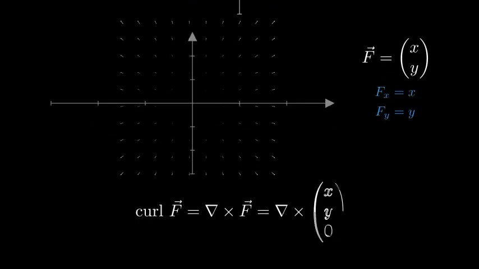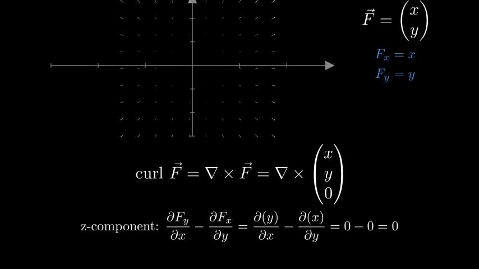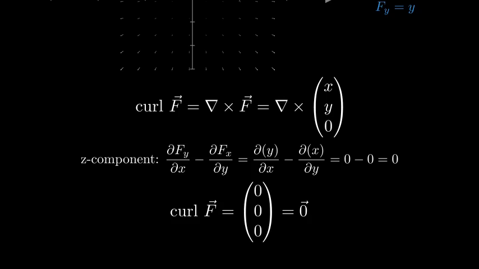Following the same process as before, the z component of the curl is partial of f_y with respect to x minus partial of f_x with respect to y. That's the partial of y with respect to x, minus the partial of x with respect to y. This gives us 0 minus 0, which equals 0. So the curl of this radial field is 0 everywhere, meaning it's an irrotational field. If you placed a paddle wheel anywhere in this field, it wouldn't rotate.